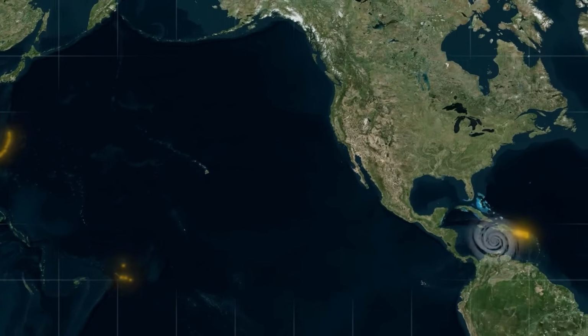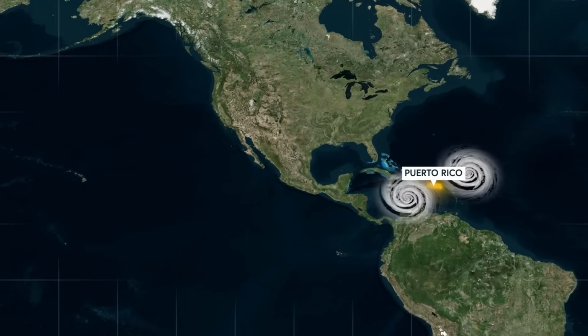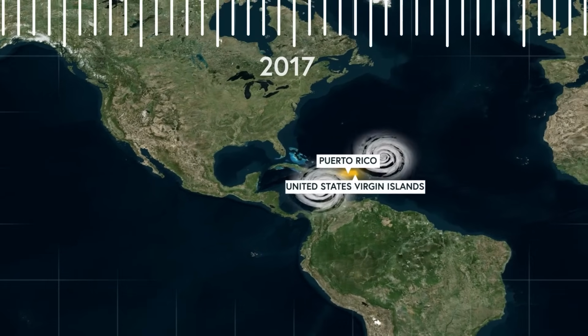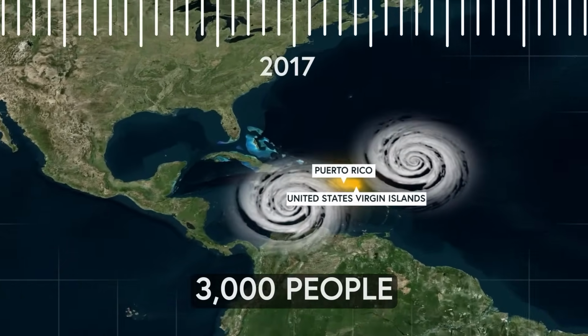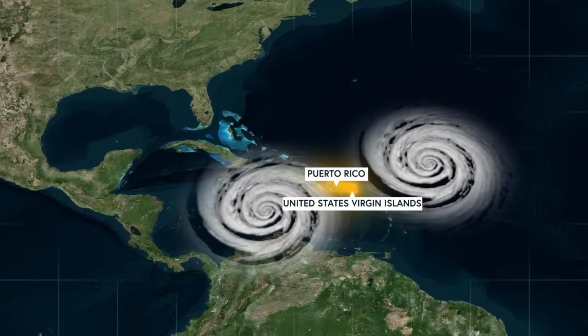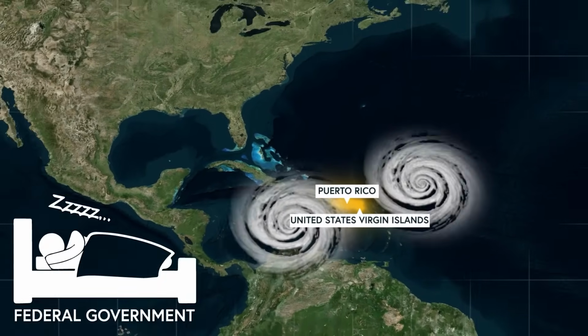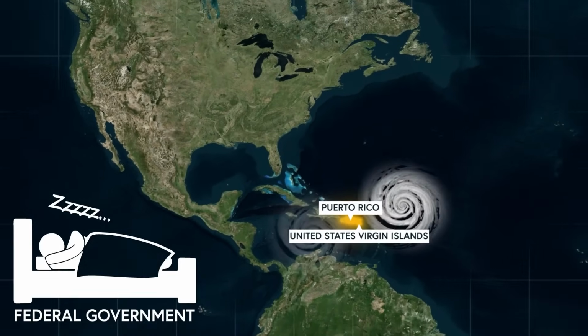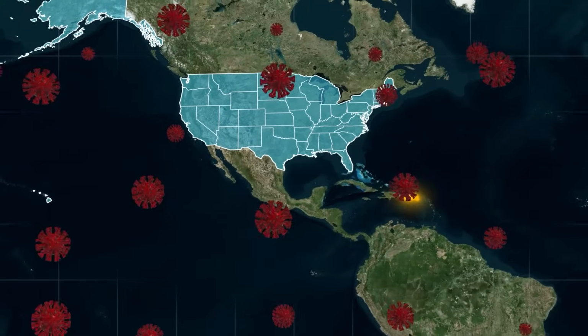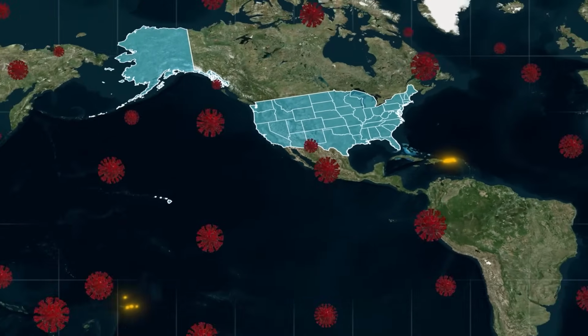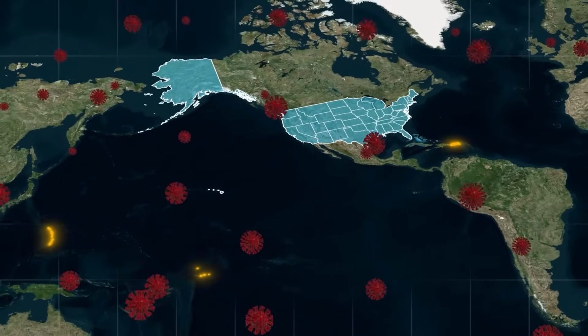When Hurricanes Irma and Maria hit Puerto Rico and the Virgin Islands in 2017, over 3,000 people died, with the overwhelming majority occurring after the storms had passed because the federal government failed to act sufficiently to aid these territories. The coronavirus pandemic also showed healthcare disparities quite clearly between states and territories.